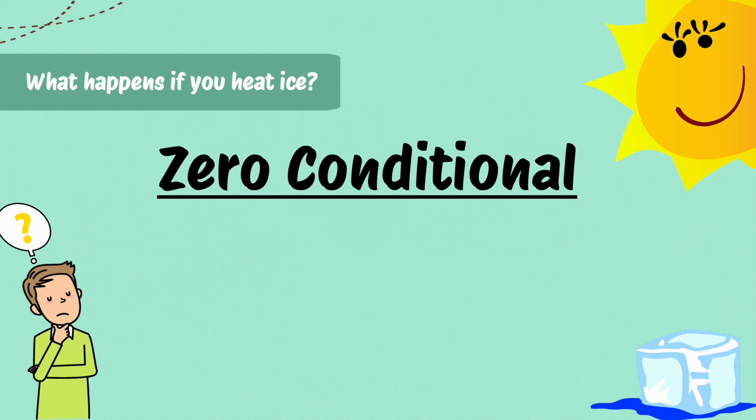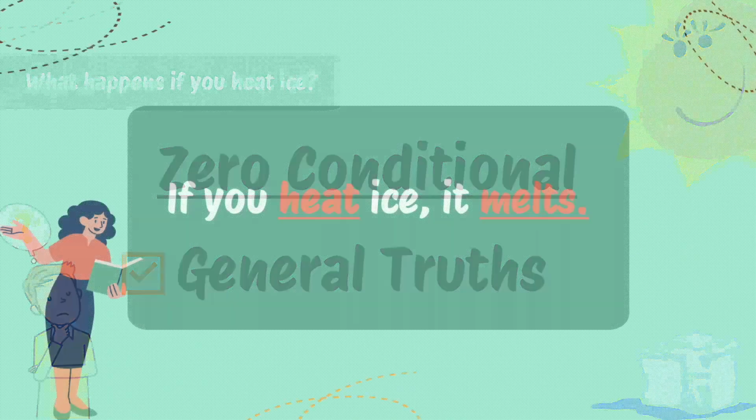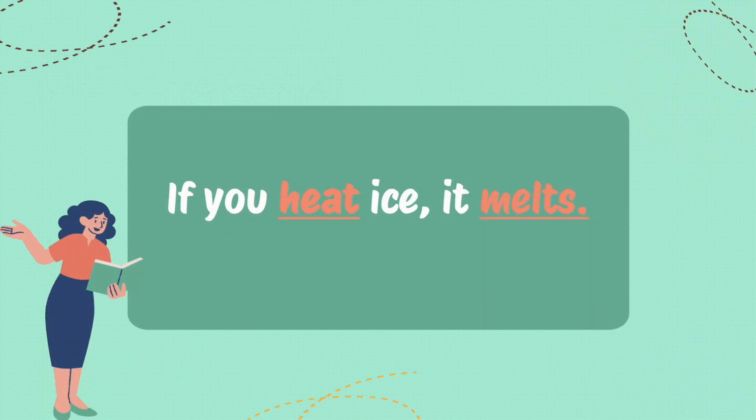Our first example is what we call a zero conditional. We use the zero conditional to talk about general truths or facts. So, what happens if you heat ice? Well, if you heat ice, it melts. This is a fact or a general truth. Notice that with zero conditionals, we use the present simple in both clauses, the if clause and the main clause.